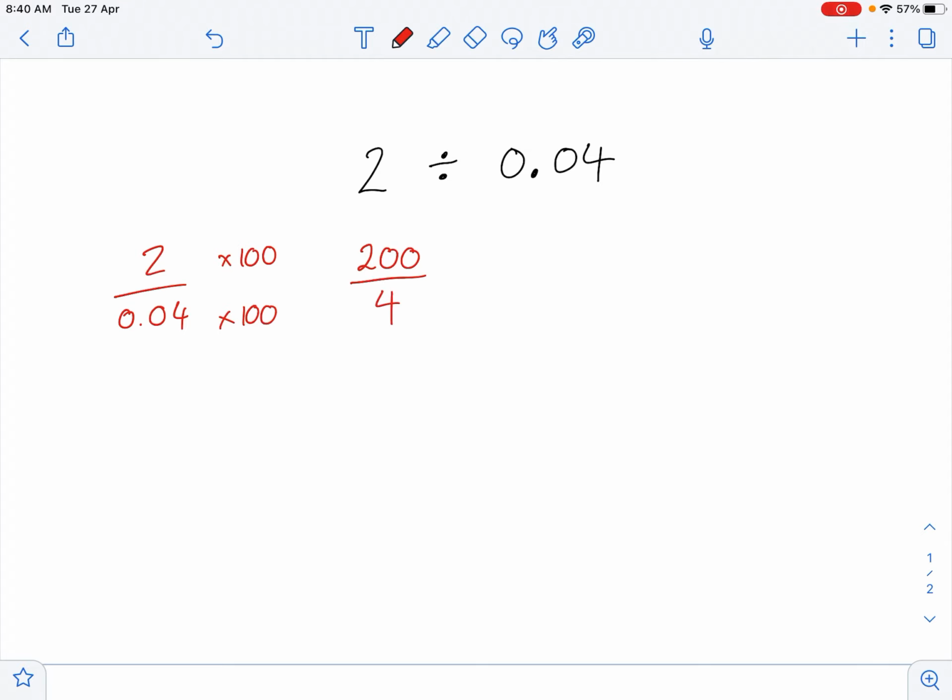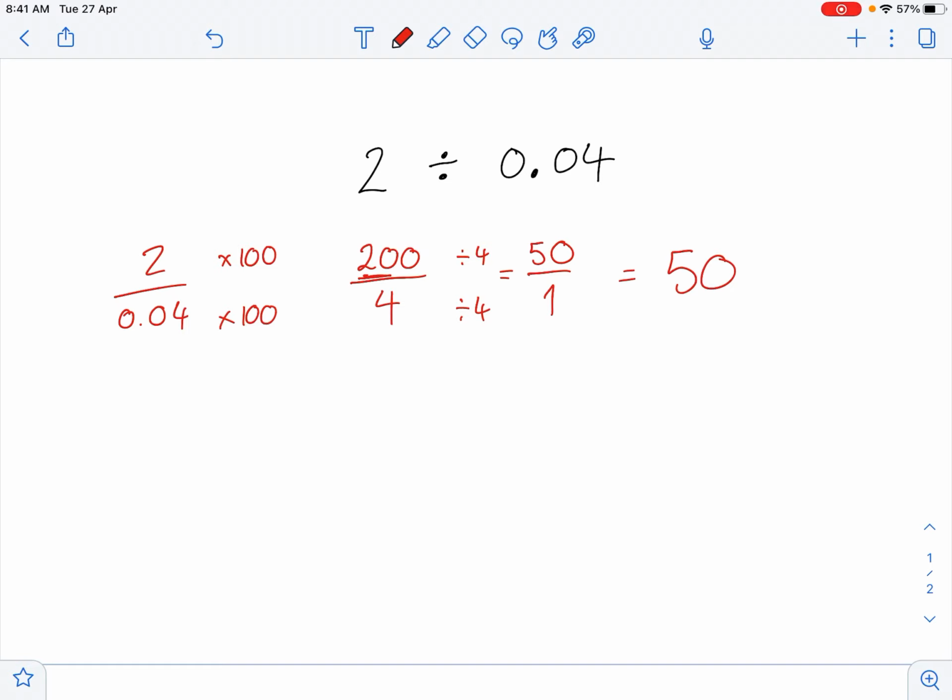Now 200 divided by 4 is a much easier sum. Let's simplify that by dividing the top by 4 and the bottom by 4. Now I know that 4's into 4 go 1, and 4's into 20 go 5, so this must be 50. And 50 over 1, well, that is just a whole number, 50.